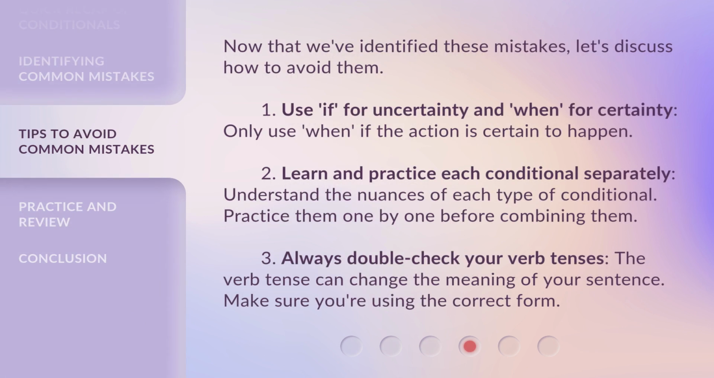Now that we've identified these mistakes, let's discuss how to avoid them. 1. Use if for uncertainty and when for certainty. Only use when if the action is certain to happen.